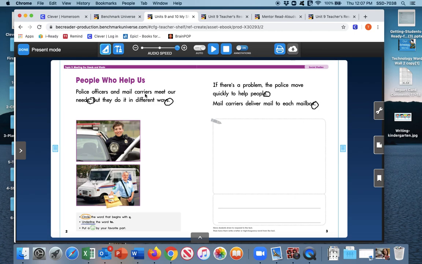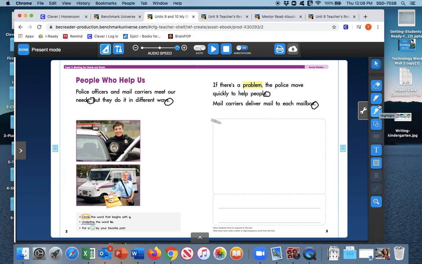We can see over here on the second page, if there's a problem, the police move quickly to help us. So I'm going to underline "problem." Whoops, I don't want to highlight that. Oops, I highlighted it by accident. Sorry about that, boys and girls, because we don't highlight that.